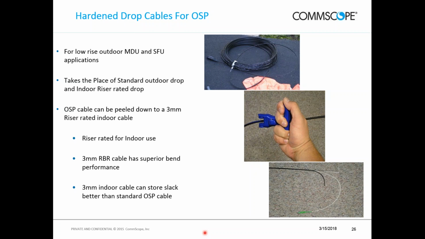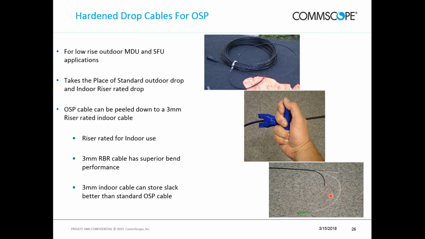Now you can imagine when storing drop cable with a hardened jacket on it, that's the top picture, that's about the size you're going to be able to get to store that slack. You're not going to be able to coil it down much smaller. With smaller 3mm cable, as in the bottom picture, you can coil up a lot of that and store it in a very small location.